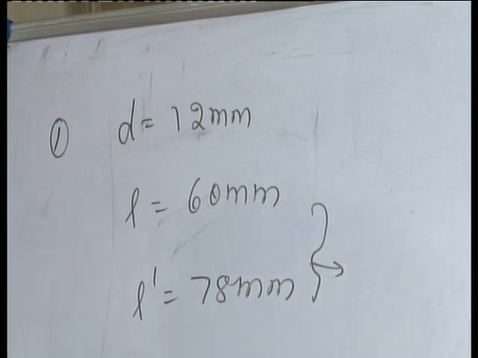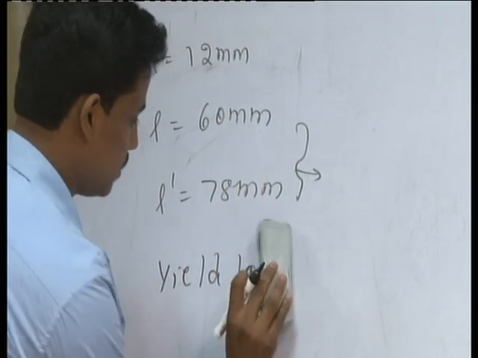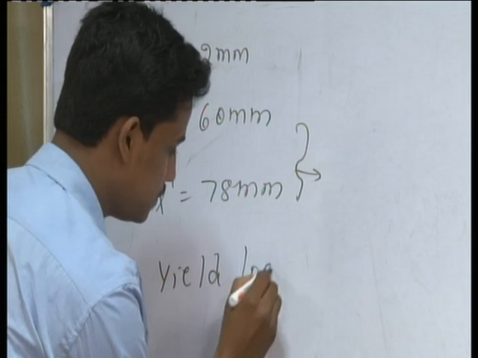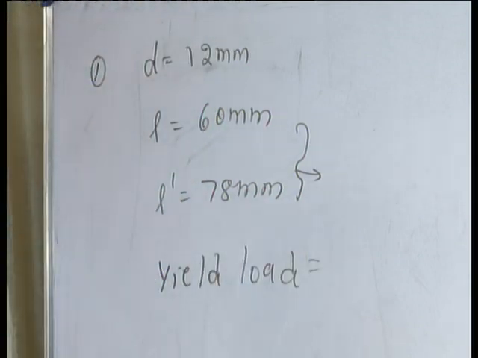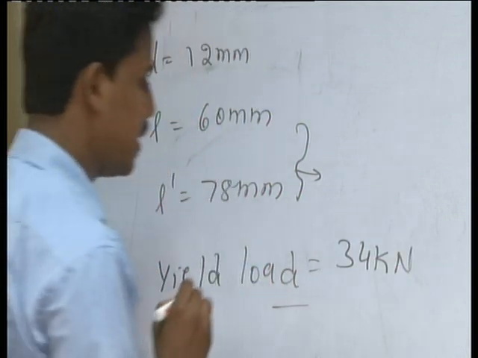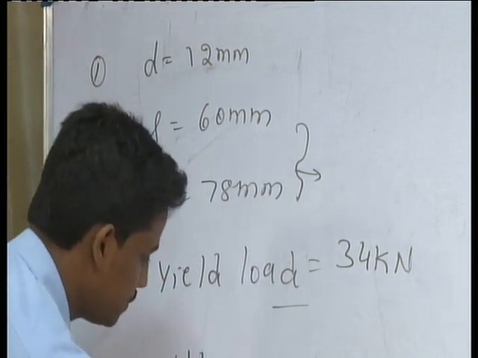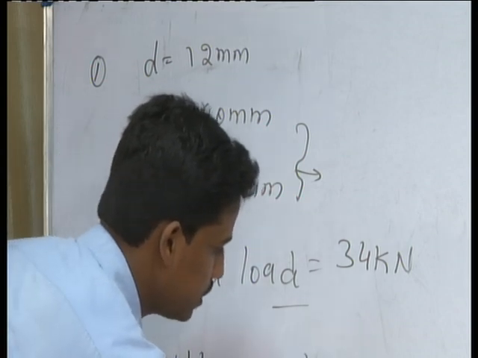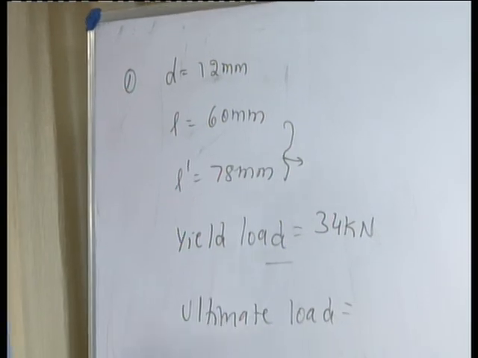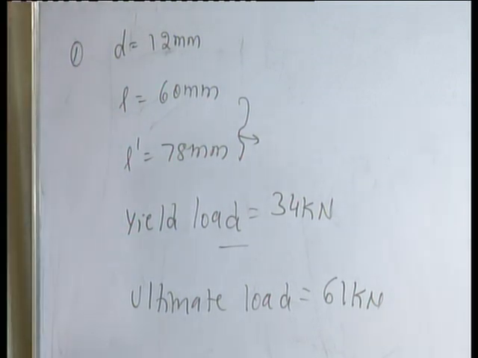Third, the yield load is 34 kilonewton. The meaning of yield load is that at this load the specimen starts yielding, changing and becoming ductile. Fourth, the ultimate load is given as 61 kilonewton.